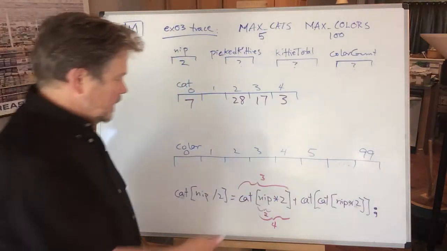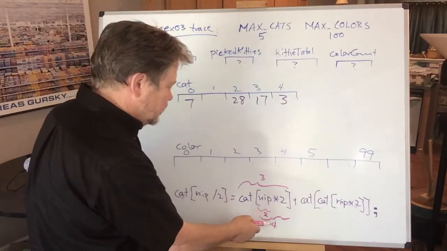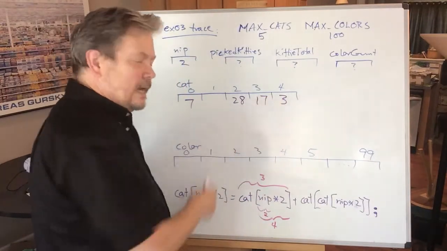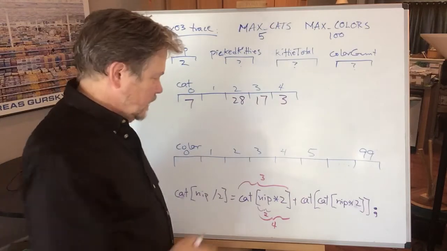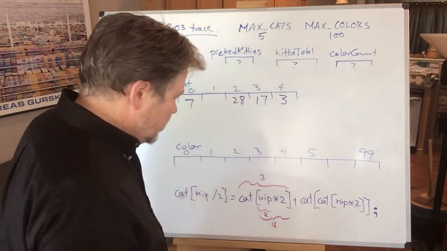Where did I get that? I had to look up the value of nip. That was 2. 2 times 2 is 4. Cat square bracket 4. Cat sub 4. Cat with index 4 has value 3. So I've done the first part. Now here comes the mess.